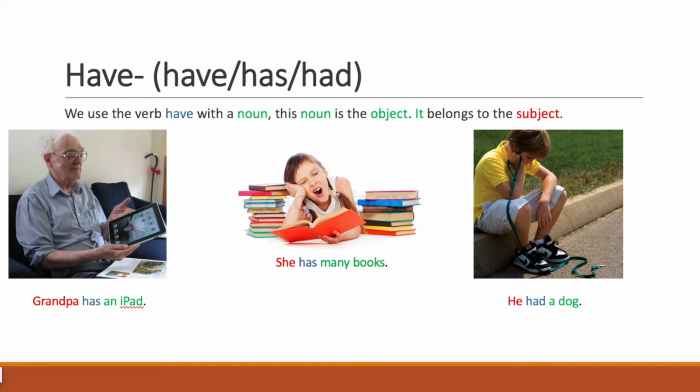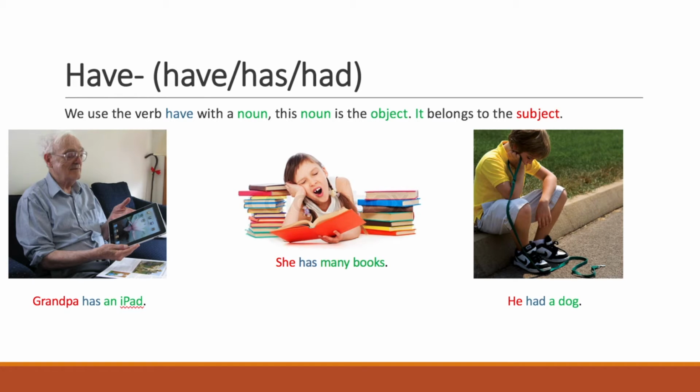Moving on to our second verb of today, we're going to talk about have. In the present tense, have has two forms, have and has. We use have for I, you, we, and they. Has is connected to he, she, and it. In the past tense, we use had. This is for all subjects.